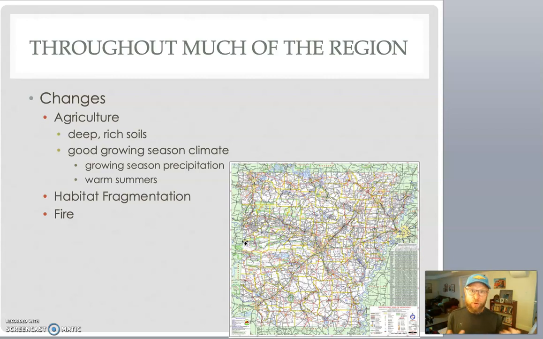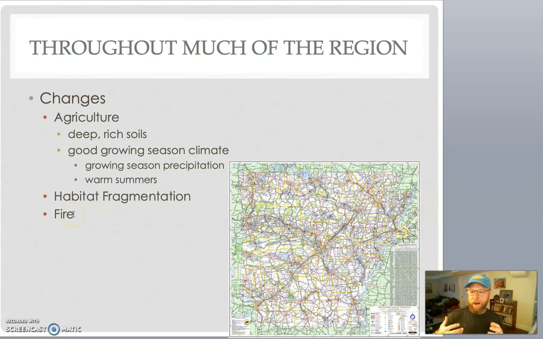And so we've got roads everywhere, so we don't have large areas of continuous forest anymore. We've got huge habitat fragmentation. So all the issues that come with fragmenting a habitat are applying to the eastern U.S. forests. And then lastly, fire.